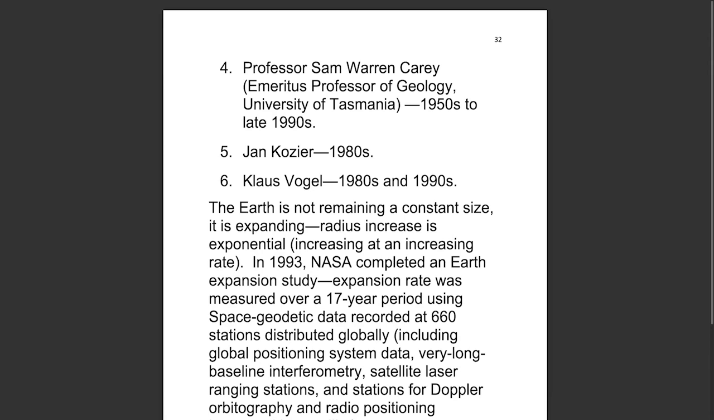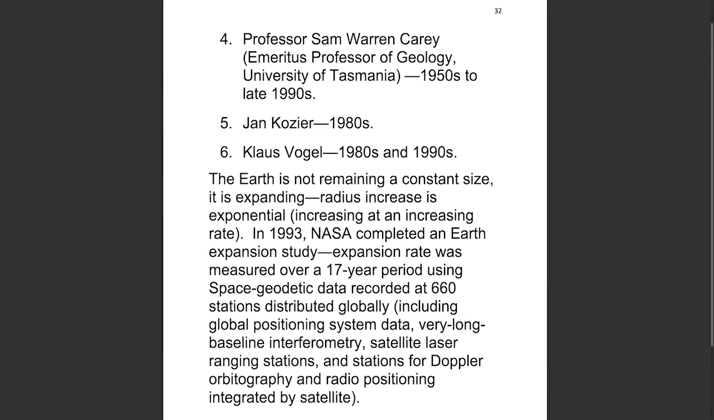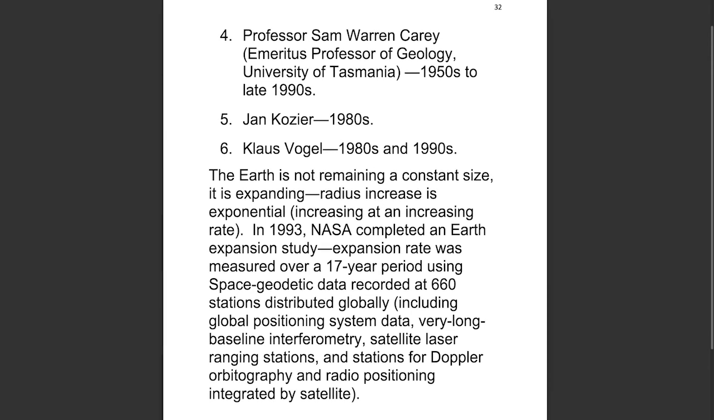In 1993, they completed an Earth expansion study, and the expansion rate was measured over a 17-year period using space geodetic data recorded at 660 stations distributed globally, including global positioning systems data, very long baseline interferometry, satellite laser ranging stations, and stations for Doppler orbitography and radio positioning integrated by satellite.